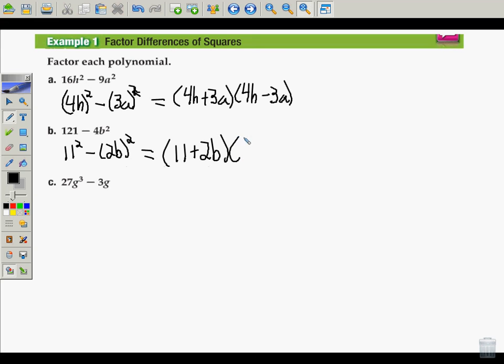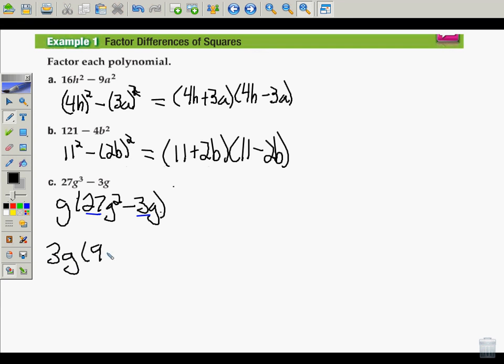Now this third one is a little trickier, but what we can actually end up doing is factoring out a g. See how we have a common factor of g? So I could get g times the quantity of 27g squared minus 3g. And then if you notice, and I should have seen right away, I also have a common factor of my numbers of 3. So I could actually factor out 3g, not just g, and I would get 9g squared minus 1. So I'd have 3g times the quantity of 9g squared minus 1.